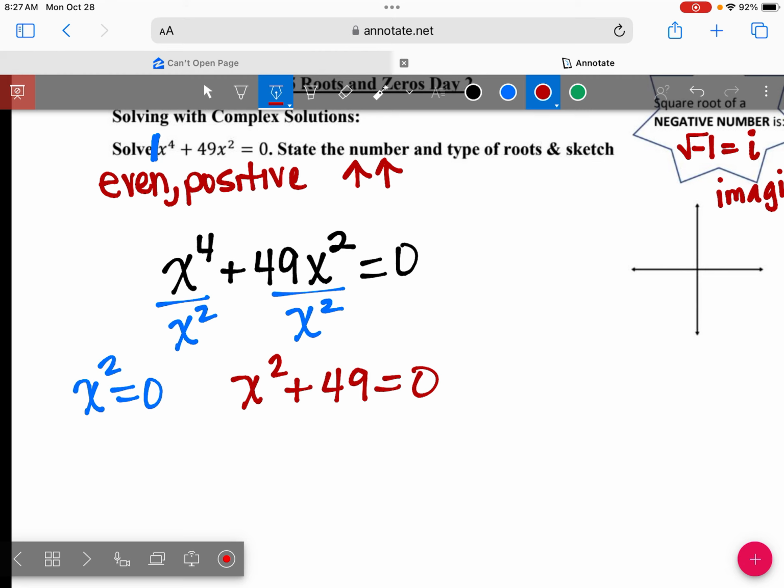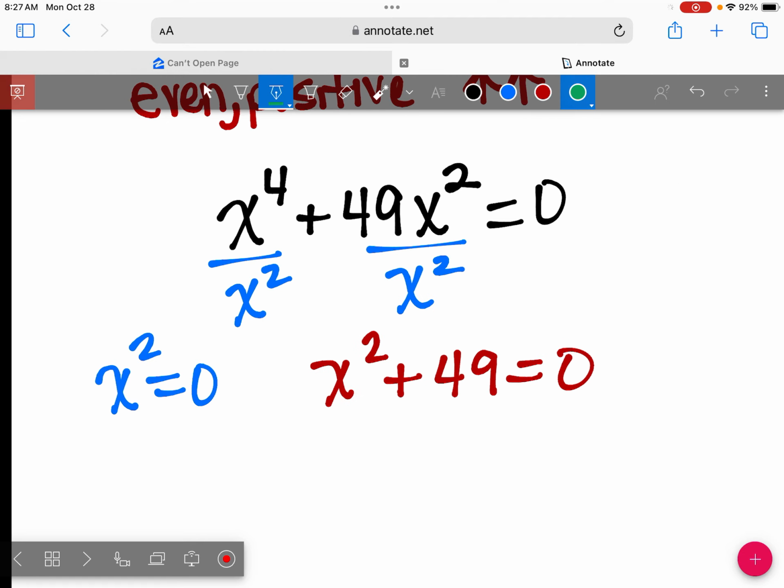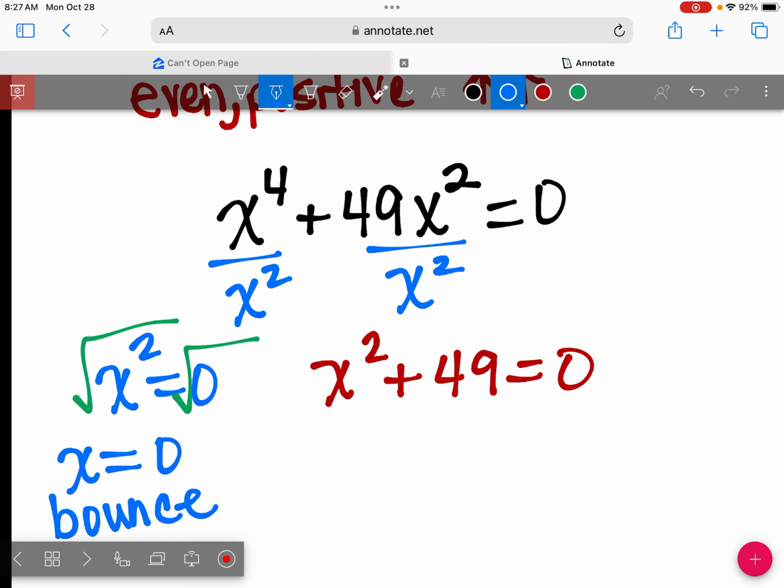Both of these are going to bounce because they're both squared. Yep. All right, so for the first one, when we take the square root, we get x equals 0, and like Sean said, it's going to bounce. Now, the second one is a little different. This is where taking the square root of the negative is going to come into play.